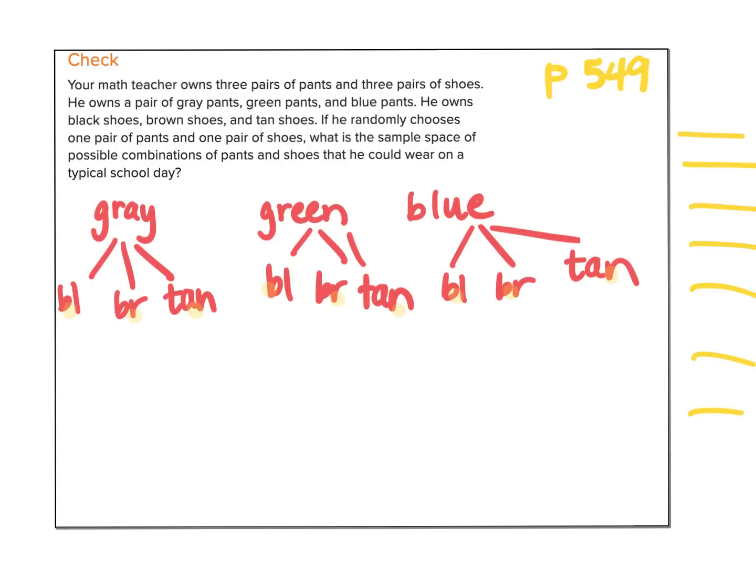It says if he randomly chooses 1 pair of pants and 1 pair of shoes, what's all the sample space? So there we have them all. You could list them all. You could say, oh, so gray and black, gray and brown, gray and tan, green and black, green and brown, green and tan. Same thing with the blues, and that would be your sample space.